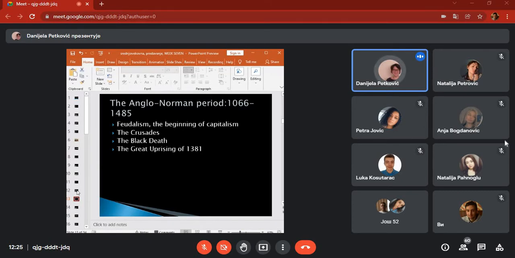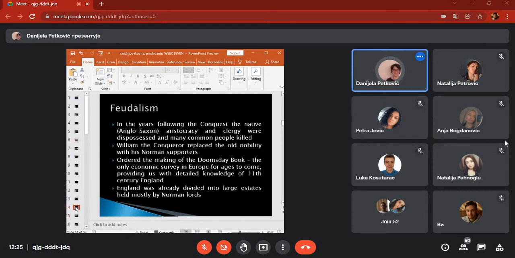The key characteristics of this period in terms of society, social organization and economy, and necessarily culture, are feudalism and the beginning of capitalism. So of course it is not only the church that is still going strong, but also feudalism. Then we have the Crusades, the Black Death, a pandemic of unimaginable, devastating consequences. And finally, I want to talk about the Great Uprising of 1385.